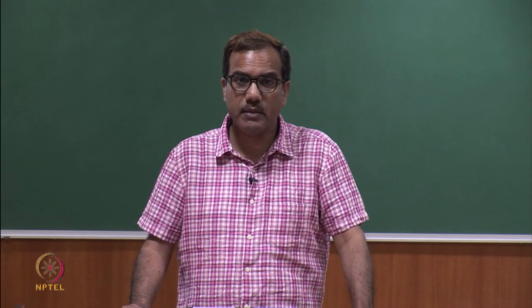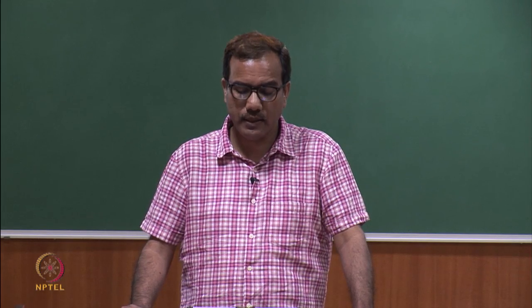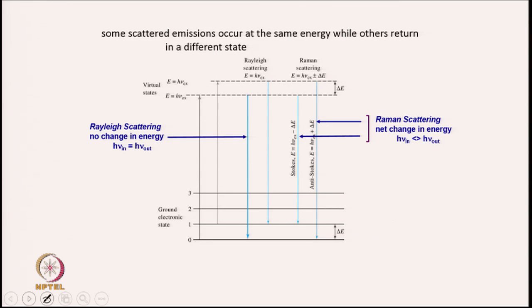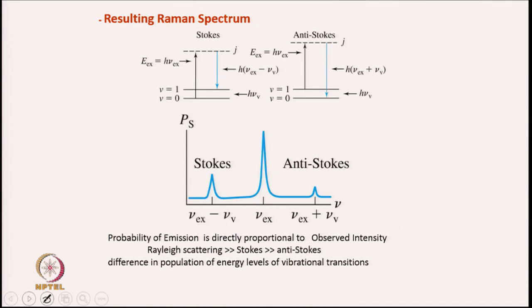Some scattered emission occurs at the same energy while other emission returns to a different state. If it happens at the same energy, then it is Rayleigh scattering, where h nu in is equal to h nu out. Whereas in Raman spectroscopy, there is a net change of energy, and h nu in can be either less than or greater than h nu out. In one case it is a Stokes line, and in the other it is an anti-Stokes line. In the resulting spectrum, for a Stokes line E is less than E excitation, whereas for an anti-Stokes line E is greater.